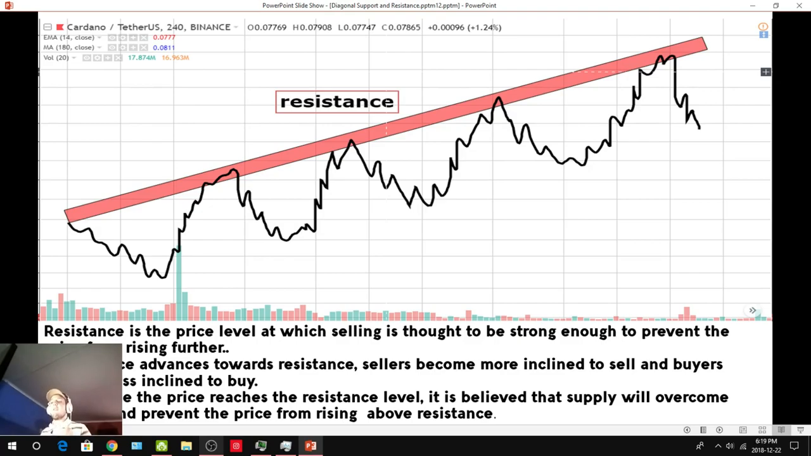As the price advances towards resistance, sellers become more inclined to sell, and buyers become less inclined to buy. That means, why do you want to buy when it's not attractive? When the price is so high, it's not attractive.